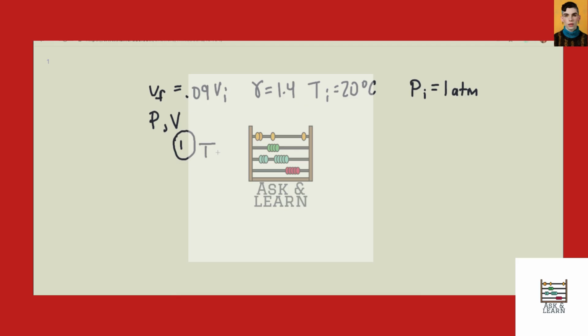we can get the final temperature by using the formula that temperature initial times V initial to the gamma minus 1 is temperature final times volume final to the gamma minus 1 for adiabatic processes. If you rearrange this algebraically to solve for the final temperature, you get temperature final is temperature initial times V initial over V final to the gamma minus 1.